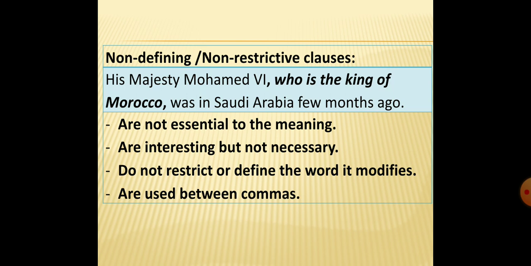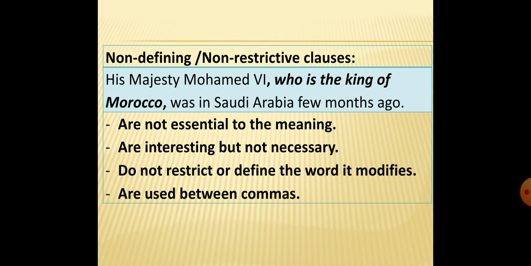Of course, nothing will change, because when I say who is the King of Morocco, everyone knows that Mohammed VI is the King of Morocco. So this will change nothing in the meaning of the sentence. That's why we call it a non-defining or non-restrictive clause.